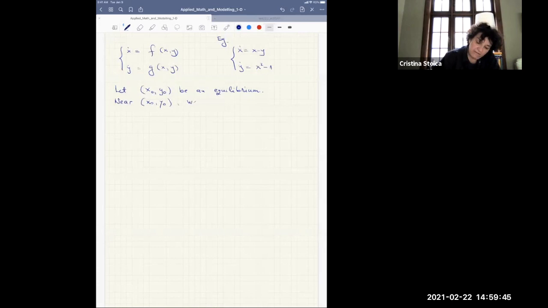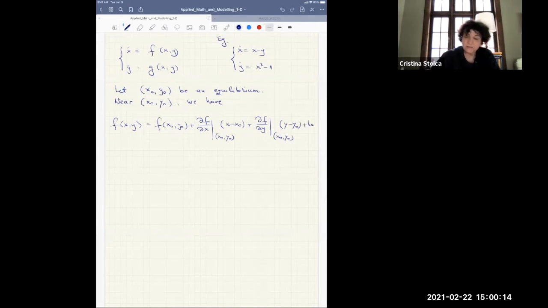So we have what? We have f of x and y equals f of x naught, y naught plus df/dx at (x naught, y naught) times (x minus x naught), plus df/dy at (x naught, y naught) times (y minus y naught), plus higher order terms. I'm going to make this one bigger so you can read it.